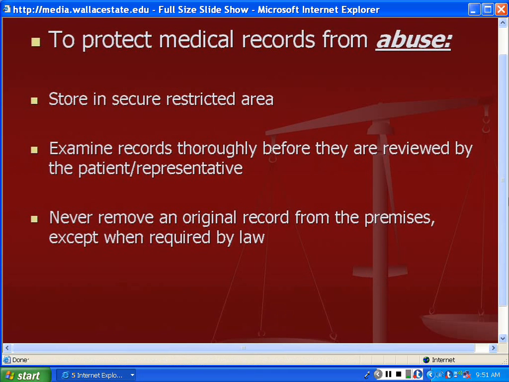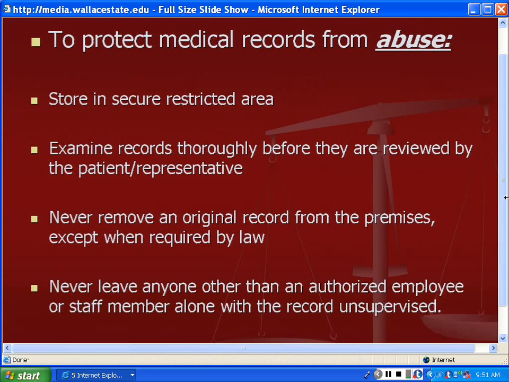And the B, if the patient or the patient representative is going to come in to look at a record, you don't hand it to them and say, here, let's see. You stay there with them and watch every move. Never should they be left alone with a record. That means somebody sitting right by their side watching everything they're doing.